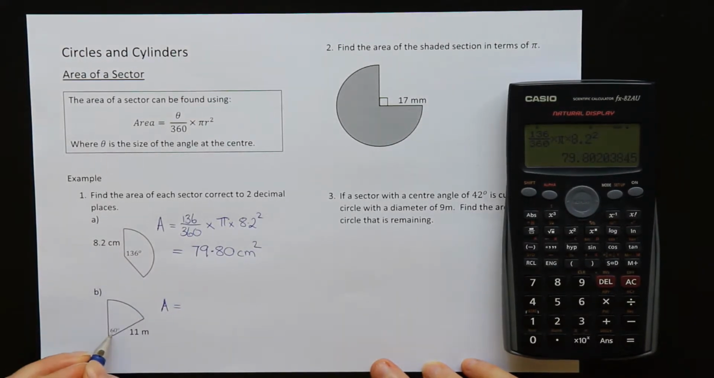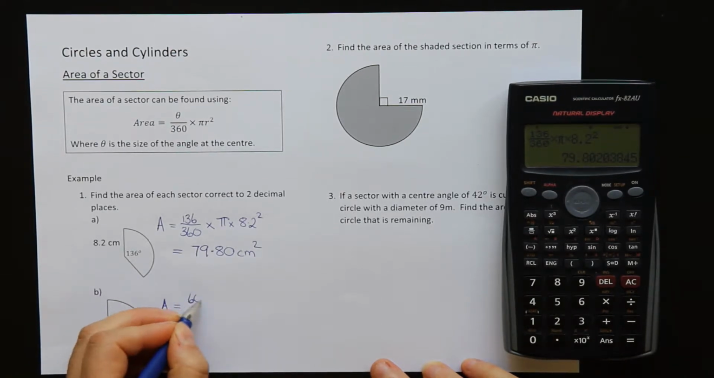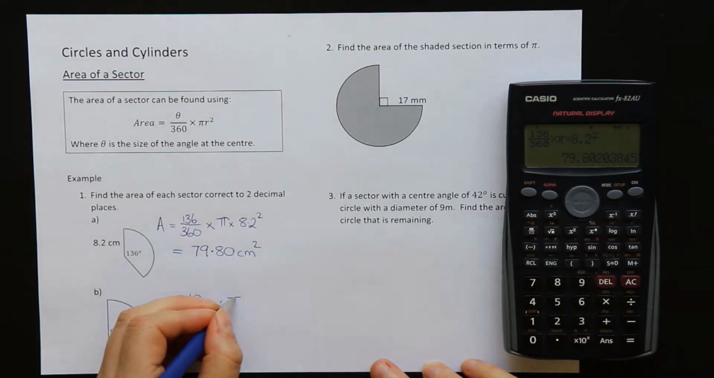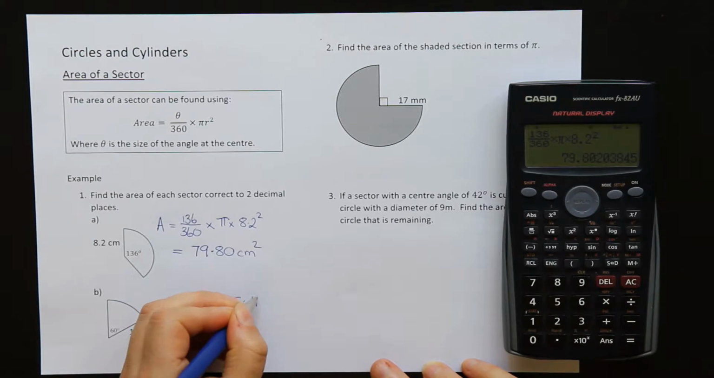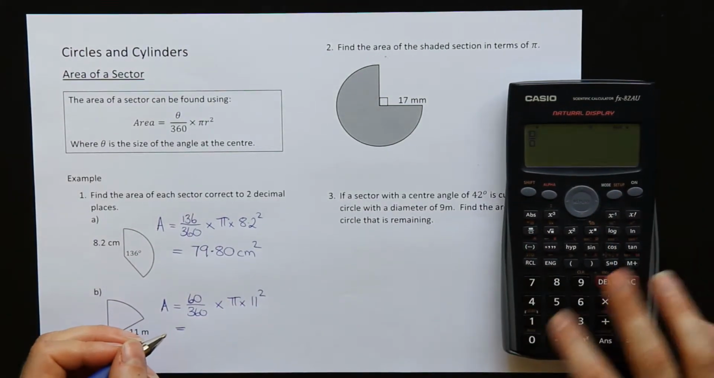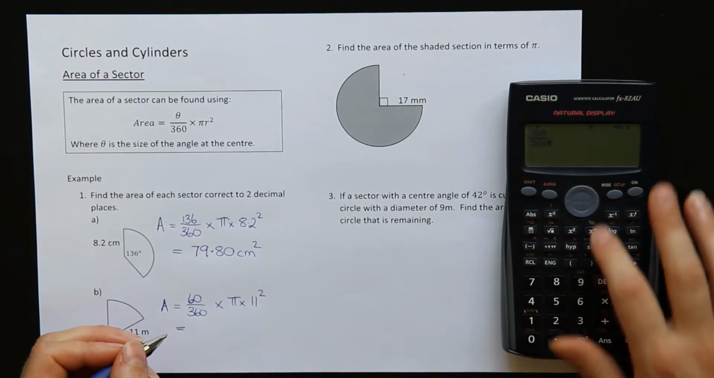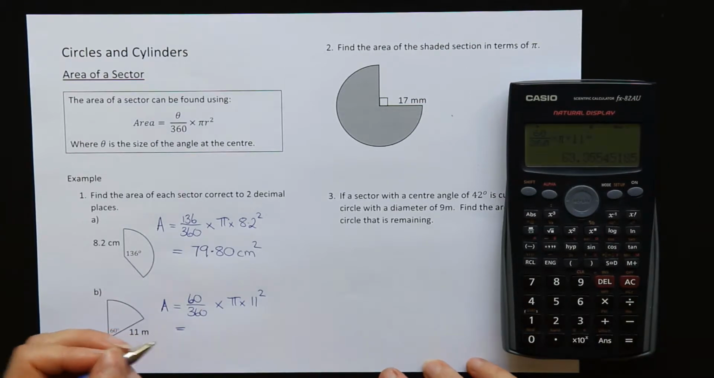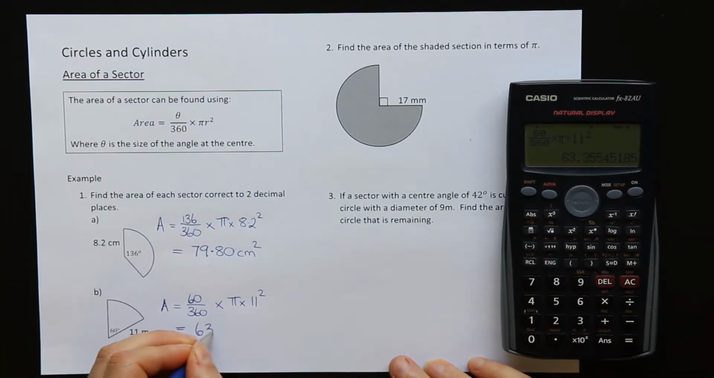All we have to do is take the angle, which is 60 degrees, put it over 360, and we times by our area of a circle formula. Pi times by the radius squared. Type it in. 60 over 360 times pi times radius squared is 63.36 meters squared.